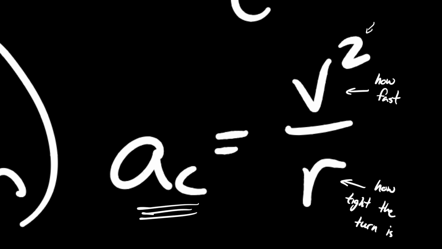So if you want to turn sharper, it takes more acceleration, or you have to slow down. If you want to turn faster, it's going to take more acceleration, or you have to make your turn bigger. Those are your choices. You can't both turn fast and sharp and assume your car is going to have enough acceleration to do so. Because although when you think about acceleration with your car, you tend to think about something the engine is doing, something has to cause your car to turn.